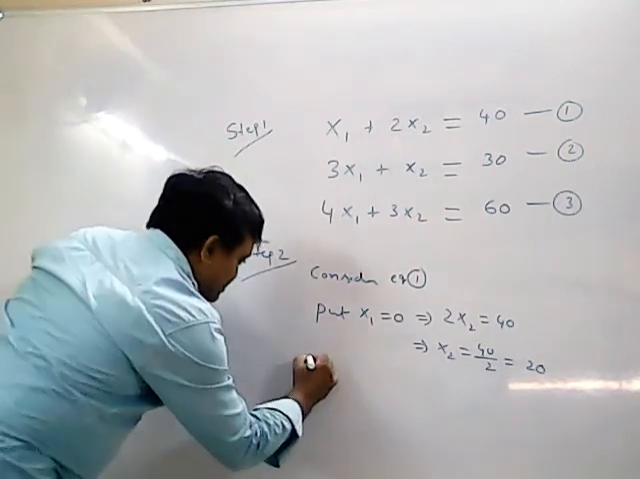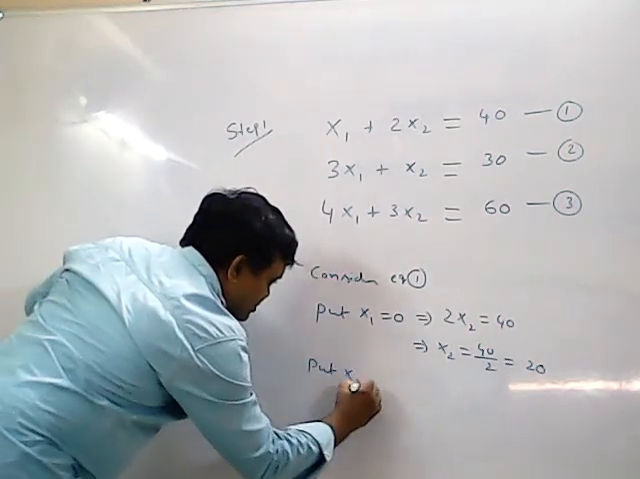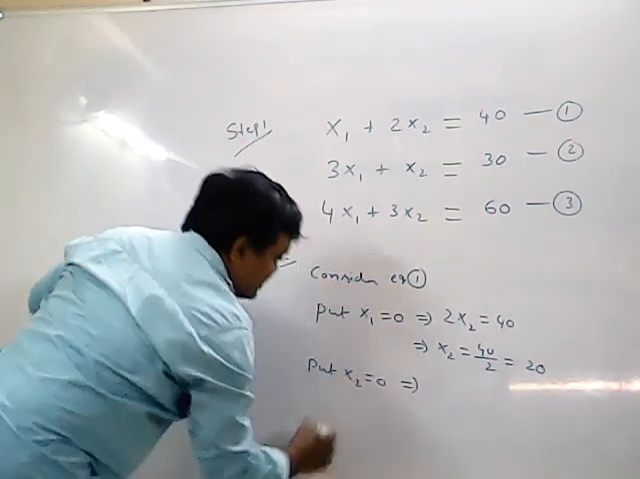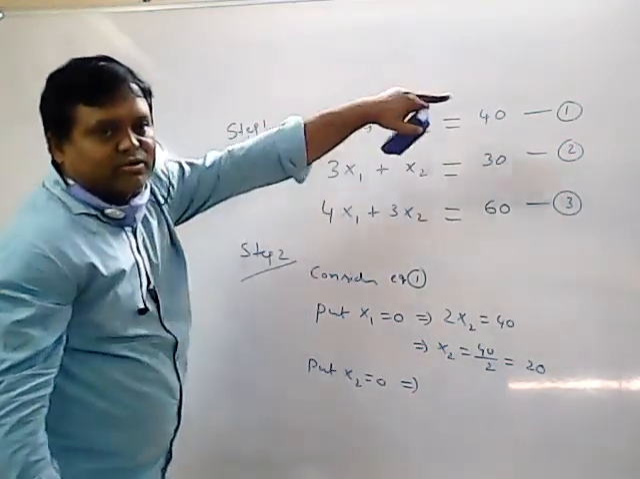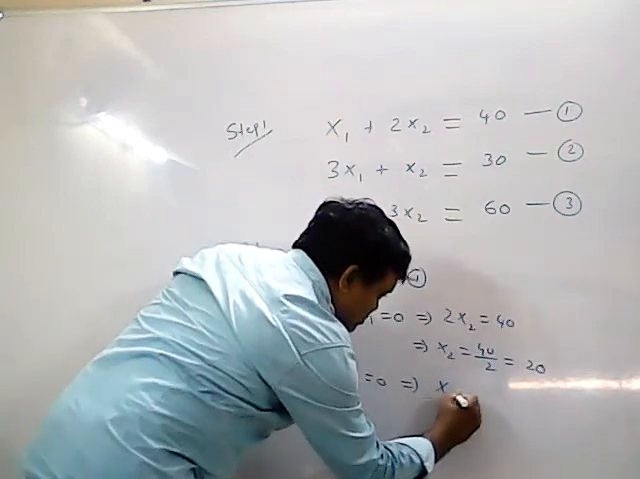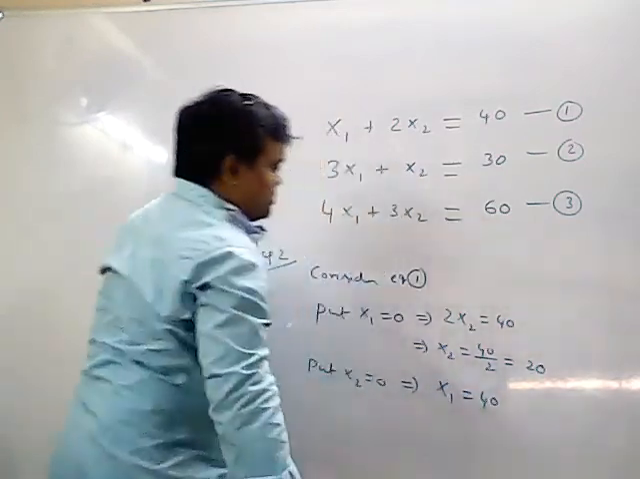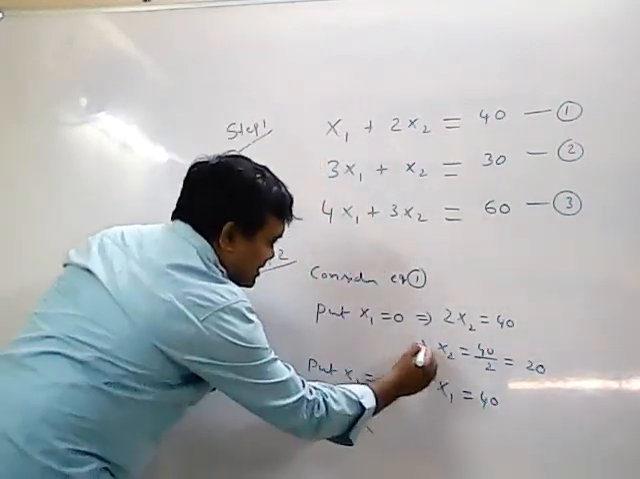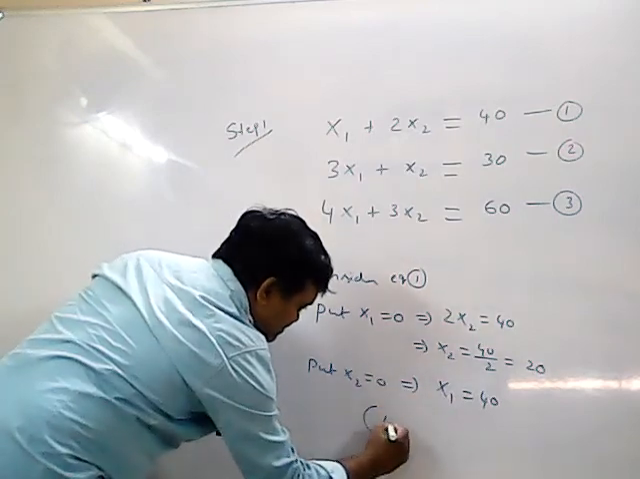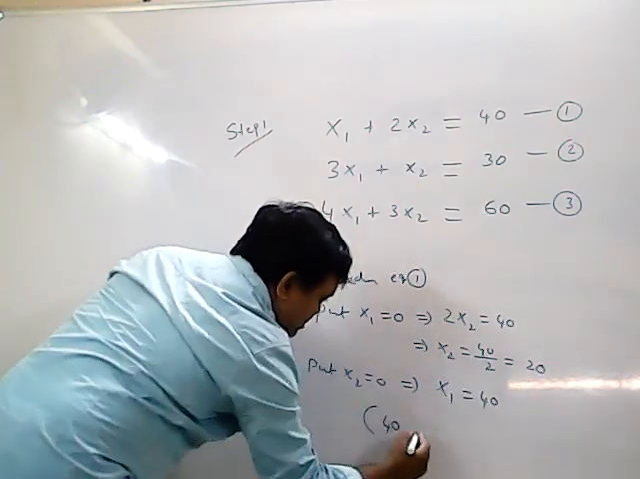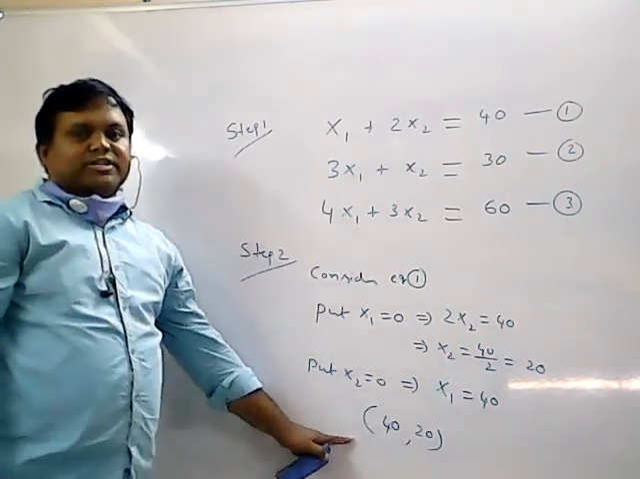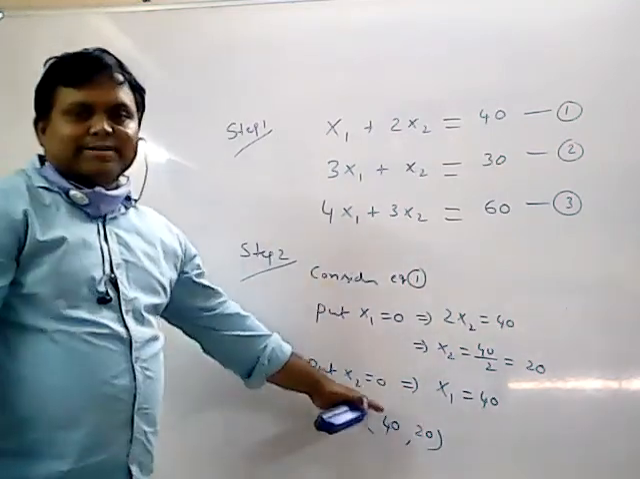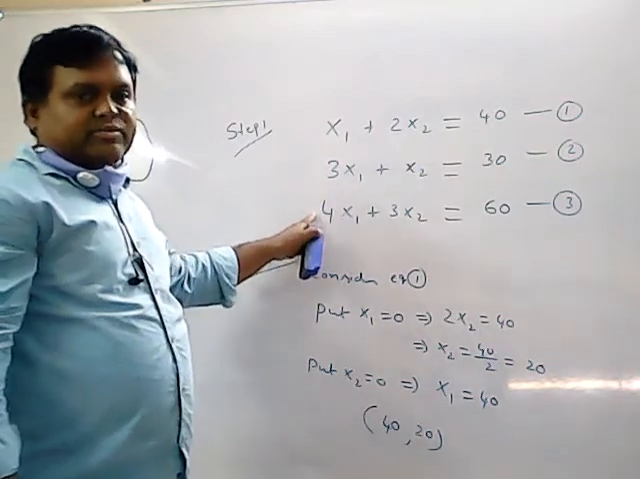Then in the same equation, put x2 equal to 0. x2 equal to 0 means x1 equal to 40. That means what is the first point? We got the x1 value, 40, and the x2 value, 20. So the first equation point is (40, 20). Similarly, repeat the same procedure for the remaining 2 equations.